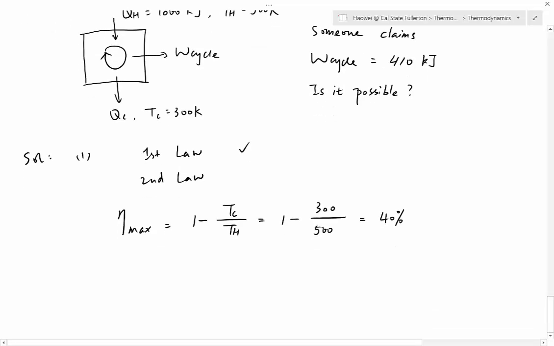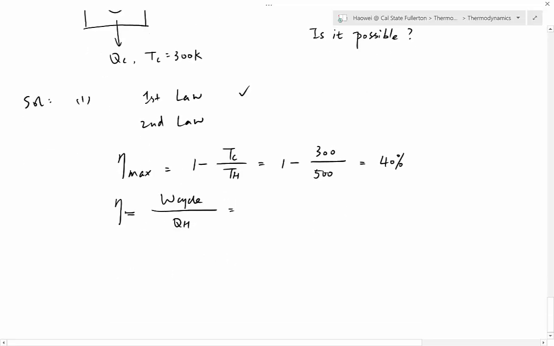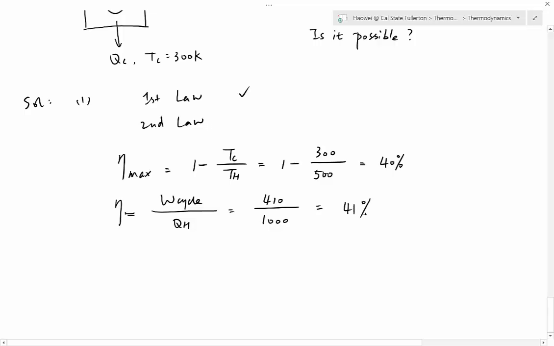And what is my actual efficiency? Actual efficiency is defined as purpose over cost. The purpose is W cycle for a power cycle. The cost is QH. So now we plug in the two numbers. W cycle is given as 410 kilojoule. QH is given as 1000 kilojoule. The 2 kilojoules will cancel each other, so the solution is 41%.